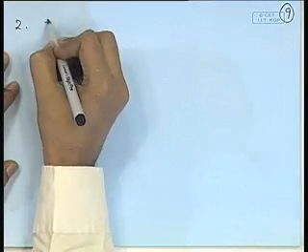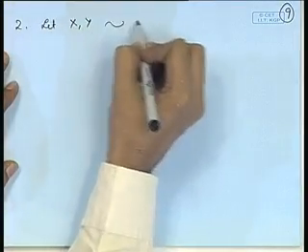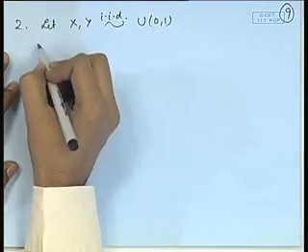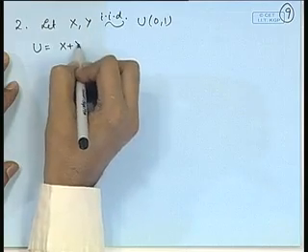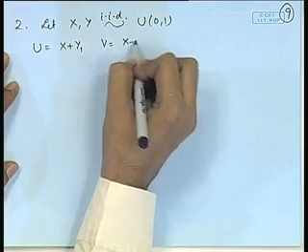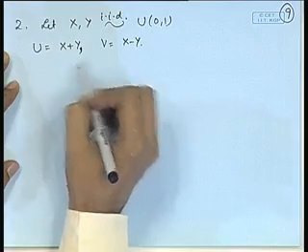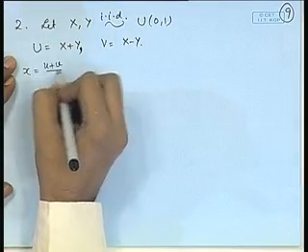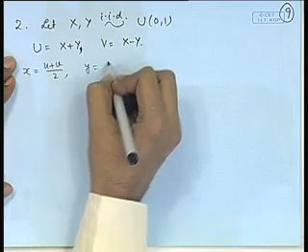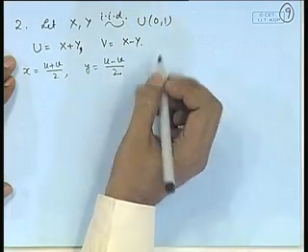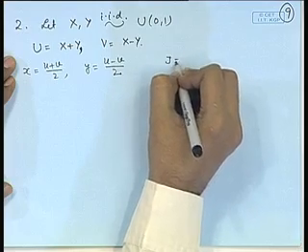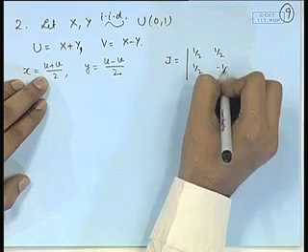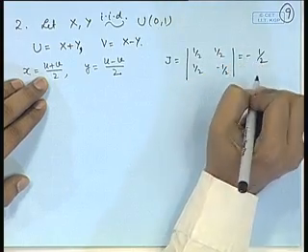Let us take uniform distributions. Let x and y be independent and identically distributed uniform random variables. Let us define, say, u is equal to x plus y and v is equal to x minus y. Now, clearly this is a one-to-one transformation. X is equal to (u plus v) by 2 and y is equal to (u minus v) by 2. So, if we look at the Jacobian term, it is half, half, half and minus half, which is equal to minus half.